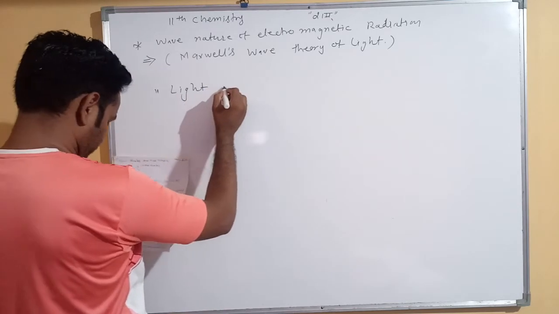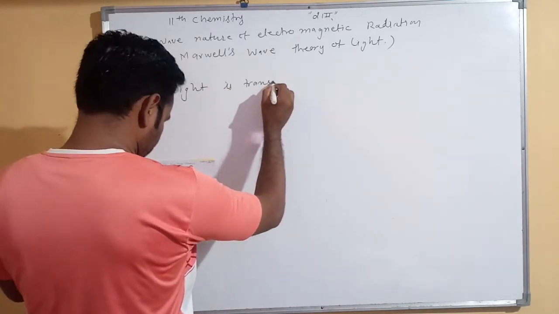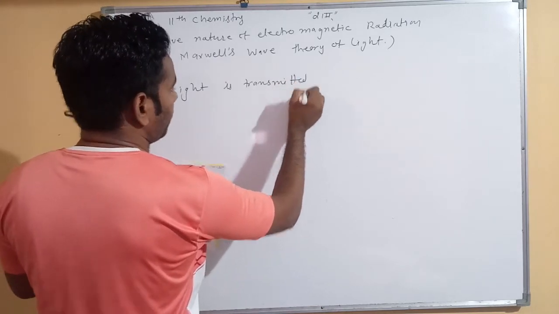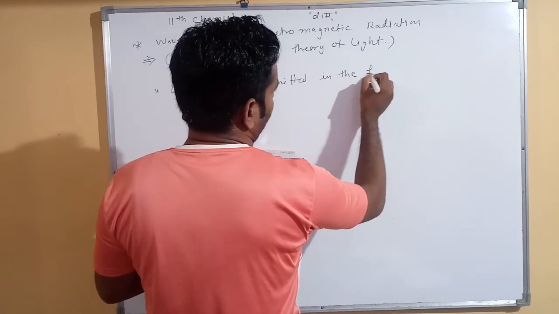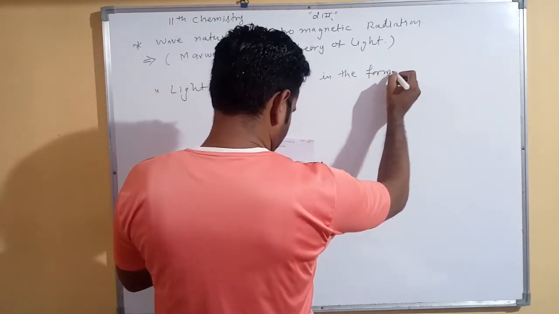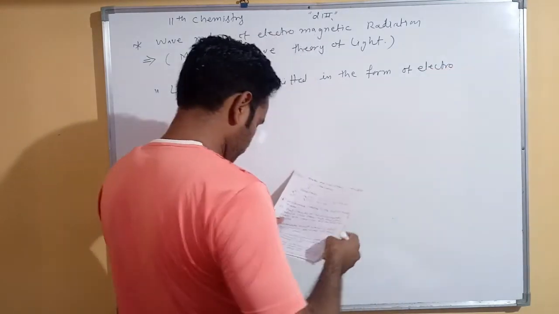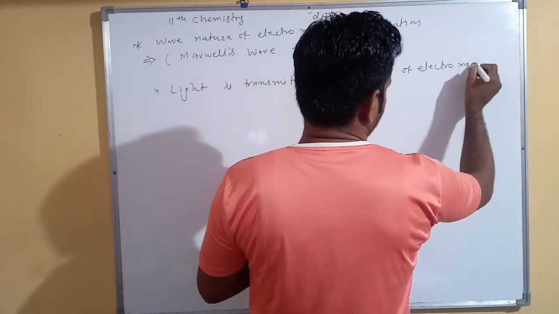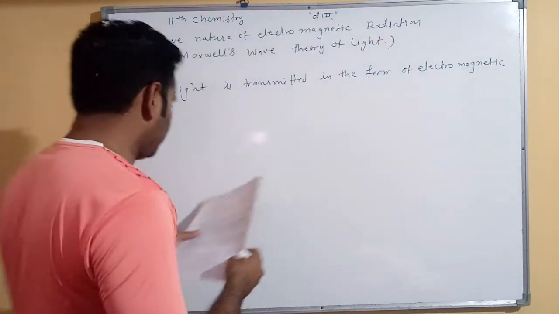Light is transmitted in the form of electromagnetic waves.